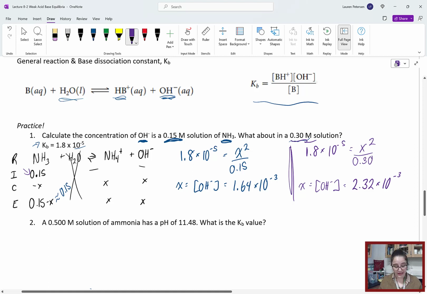So not quite doubled. 1.6 doubled would be about 3.2, and we only got 2.3.